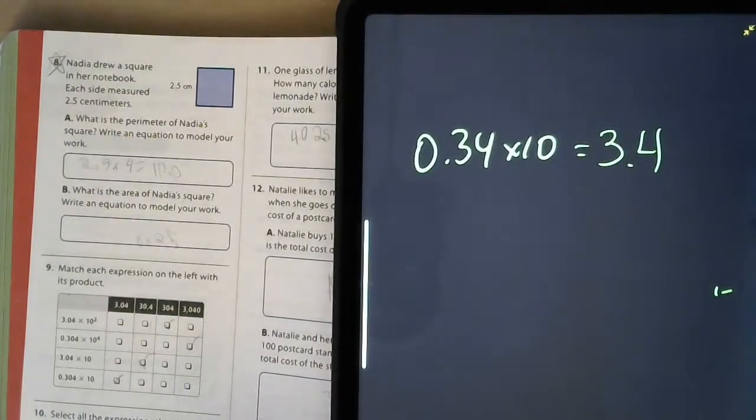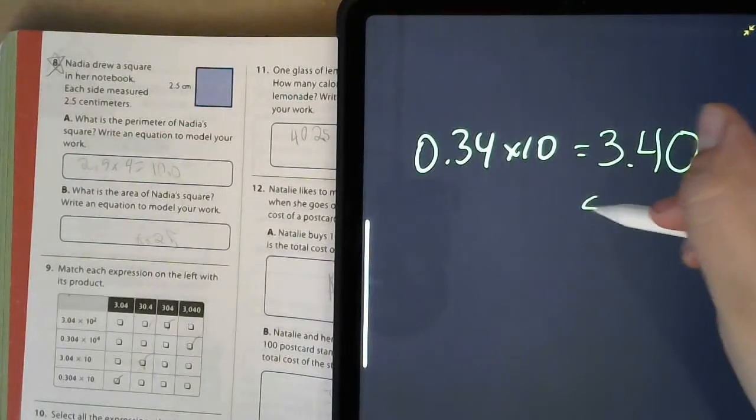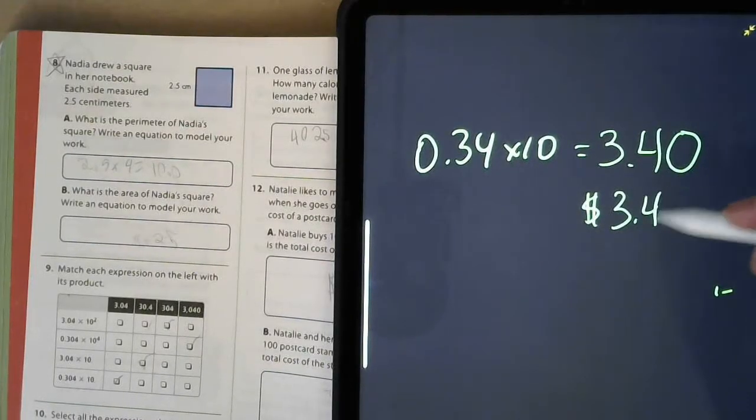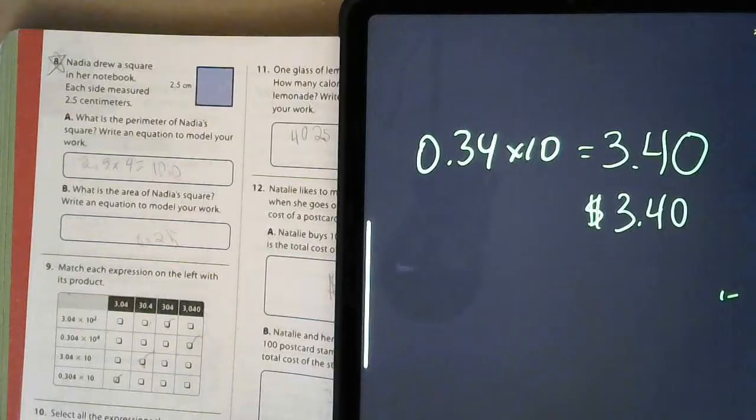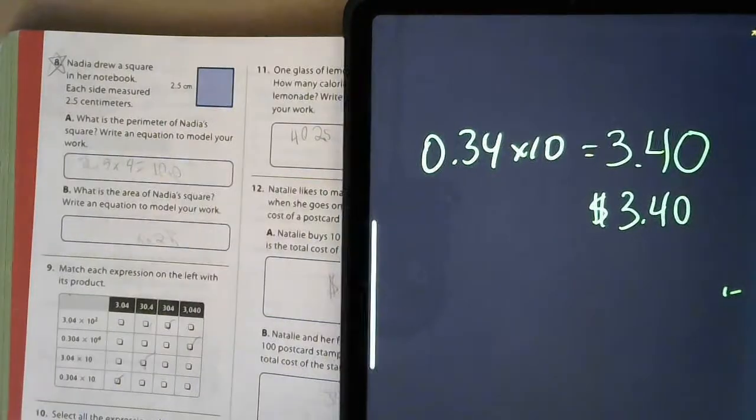That's going to be 3.4. But remember, we're talking about money here, so we want to make sure we include that 0. So the cost of the stamps is $3.40. We wouldn't really say it's $3 and 4/10 of a dollar. We just say $3.40.